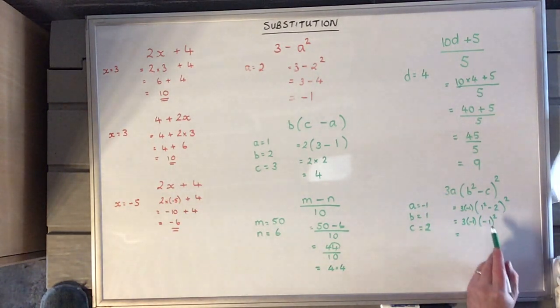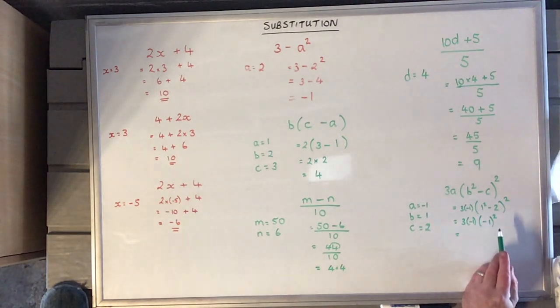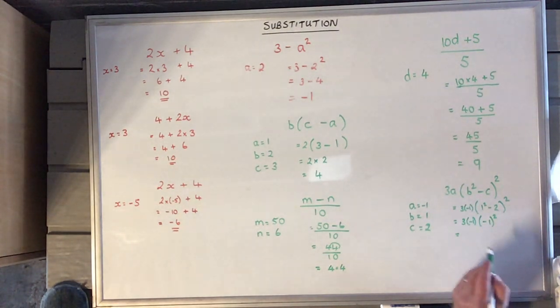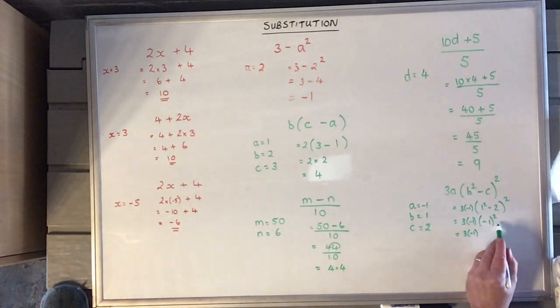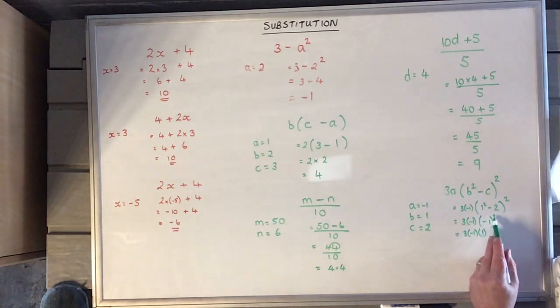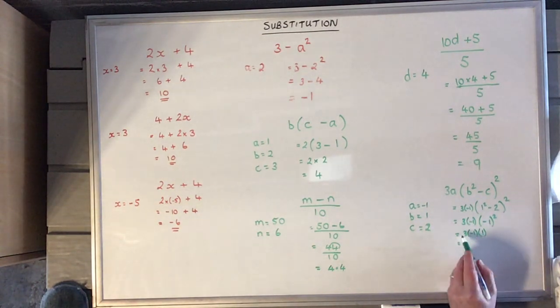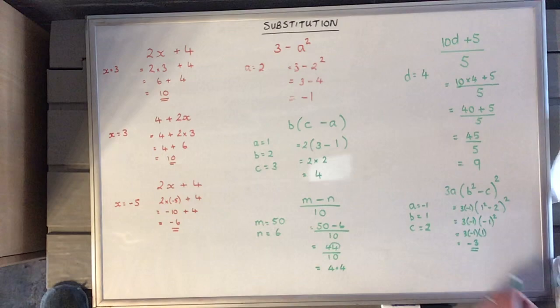So the next wee bit, minus 1 squared, well that's minus 1 times a minus 1. A negative times another negative gives me a positive, so that's going to be 3 bracket minus 1. And this part here comes to 1. So all of that bit comes to 1. And now we've just got multiplication. 3 times negative 1 is negative 3 times another 1. Final answer is negative 3. Okay, so that's substitution for you.